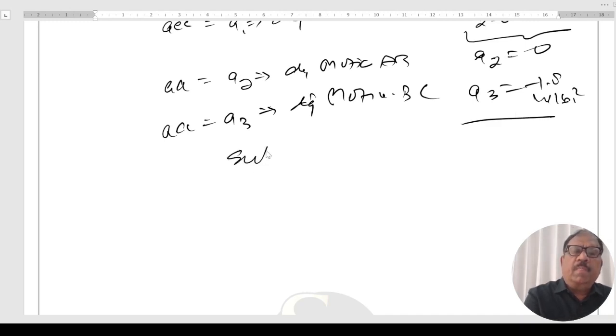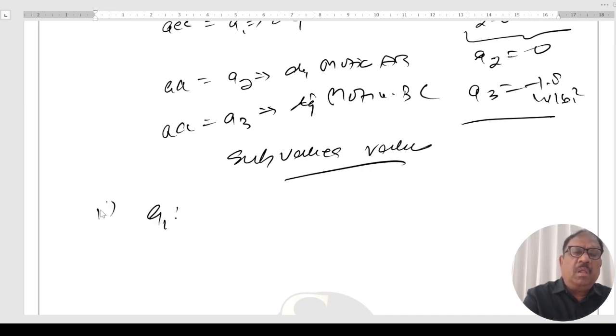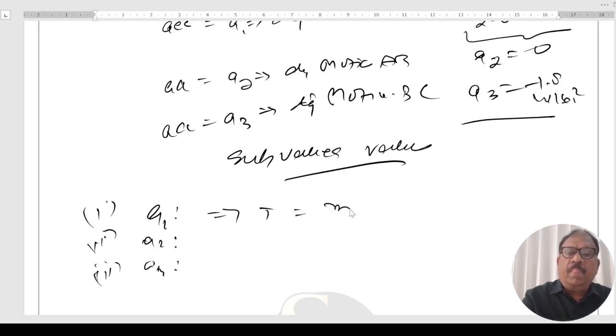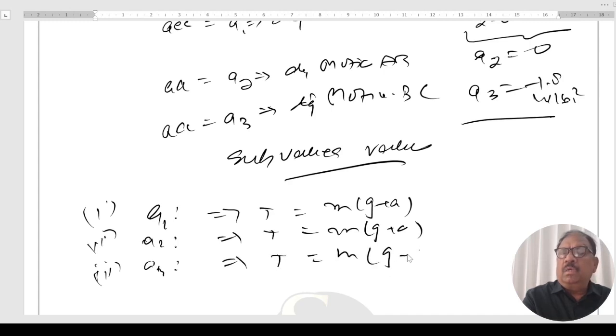Now substituting values. a1 will be in the first part, a2 in the second part, a3 in the third part. In this case, find T. In the first case, T will be equal to m(g plus a). In the second case, T will be equal to m(g plus 0). In the third case, T equal to m(g plus a).